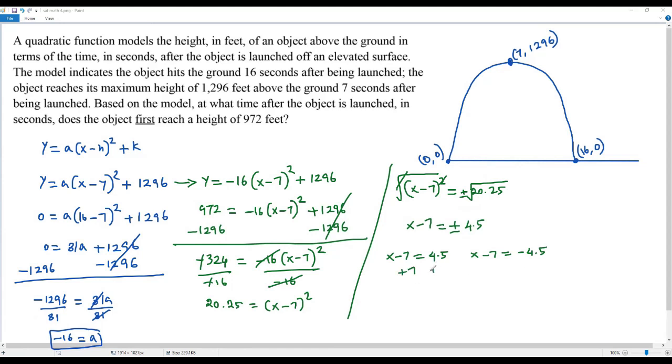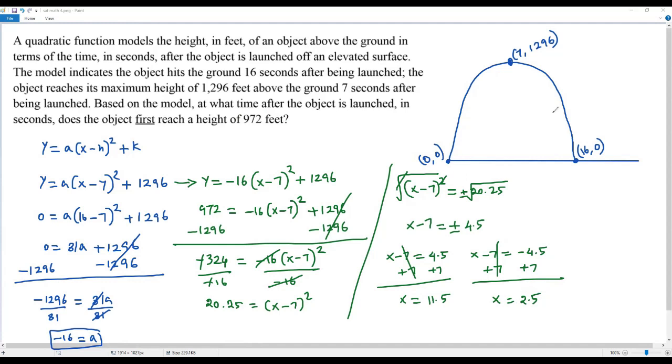Okay, now let me add 7 to both sides of this equation. Negative 7 and positive 7 will cancel out. I'm getting x equals 11.5. Let me add 7 to both sides of the other equation. Then negative 7 and positive 7 will cancel. When I simplify this one, I'm getting x equals 2.5. Okay, here I got two values for x, and both of them are positive values. The object reaches a height of 972 feet at two times: one is at 2.5 seconds and the other one is at 11.5 seconds.